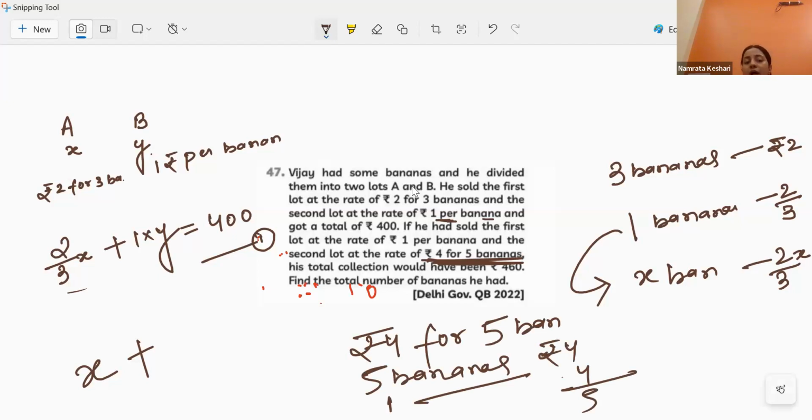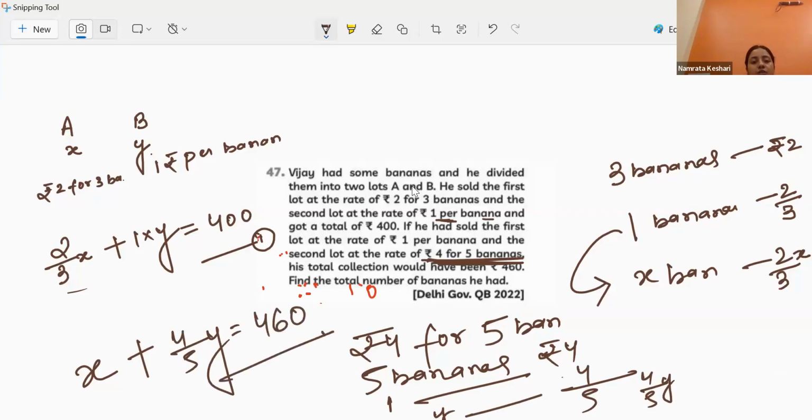And how many bananas are you having in the second lot? Y bananas. So Y bananas will be this 4 by 5 into Y. Clear? And that is 460 rupees. This is equation number 2. If these two conditions are clear, please let me know. If it is not clear, I'll clear it. Is it clear, Ritvika? Yes, ma'am, it's clear. Ryan, is it clear?